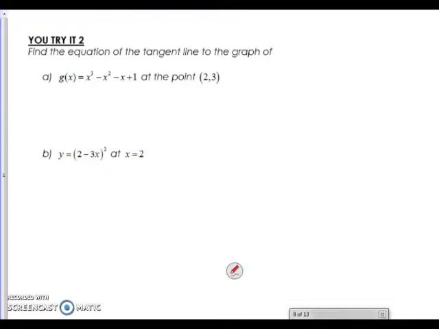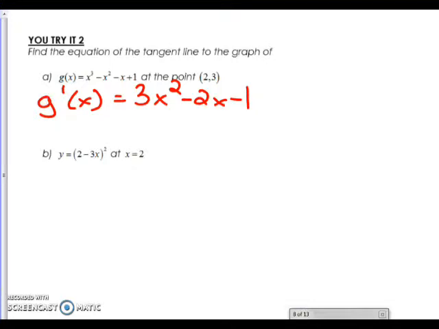In this first example, you can go ahead and find the derivative right away. So again, I'm going to denote it with G prime. You're going to multiply, so you get 3x squared minus 2x minus 1 for your derivative. Then you have to plug in the x value into the derivative. Again, that's going to give you the slope of the tangent line.